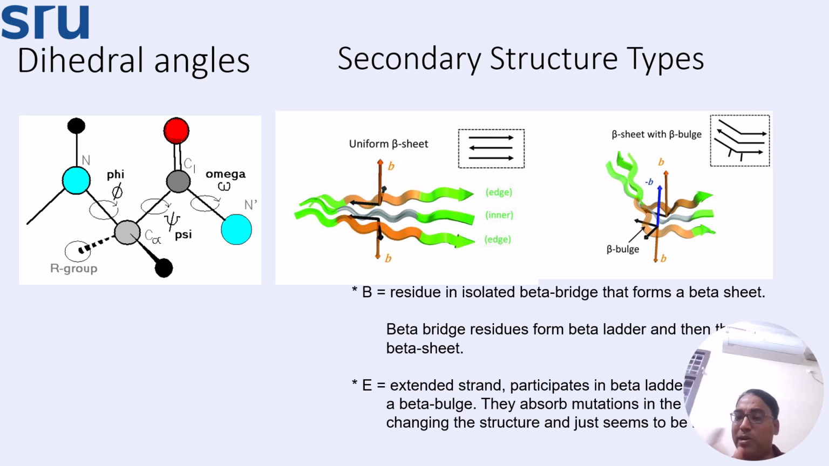Remember that the beta bulge is the part in this beta sheet where most of the mutations also come up, just to absorb the mutations. Normally people say secondary structures are well conserved and mutations do not happen there. But remember that this is not true. The beta bulge is the answer, where many mutations still come up.